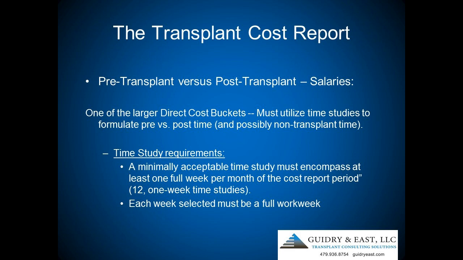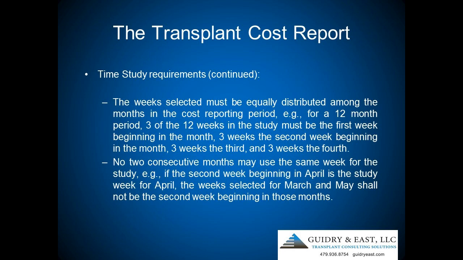A minimally acceptable time study must encompass at least one full week per month of the cost reporting period. So in the end, you'll wind up with 12 one-week time studies. Each week selected must be a full work week. The week selected must be equally distributed among the months in the cost reporting period. So at the end of the year, the goal is for the first week of the month to be documented in 25% of your time studies, the second week of the month to be documented in 25% of your time studies, and so forth for the third and fourth week of the month.